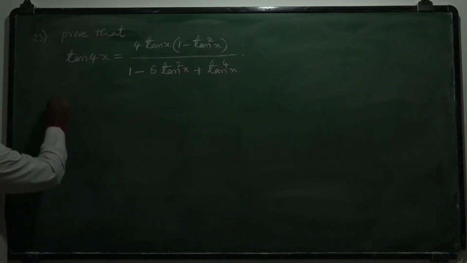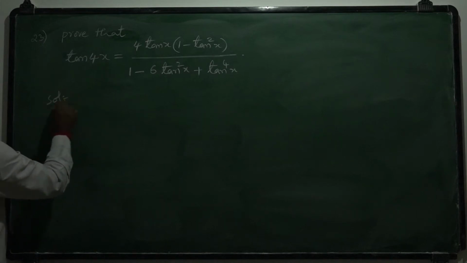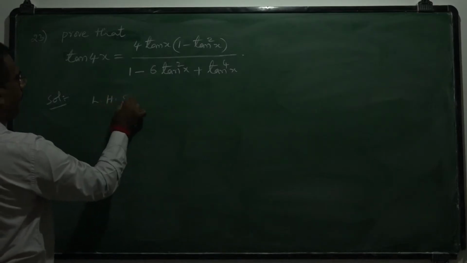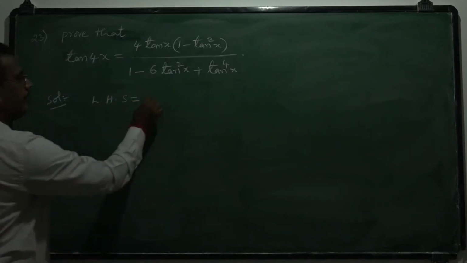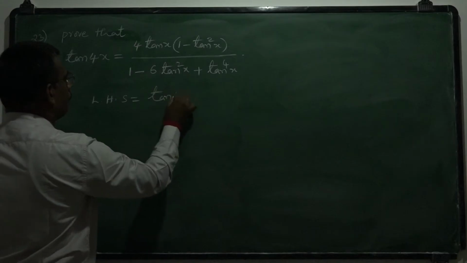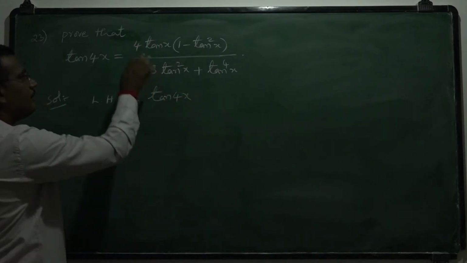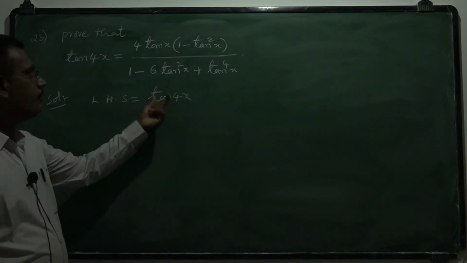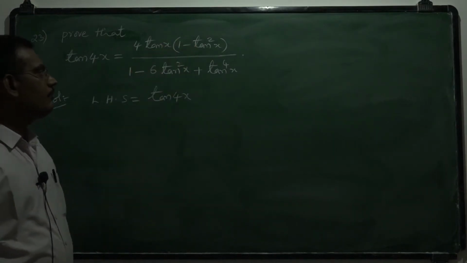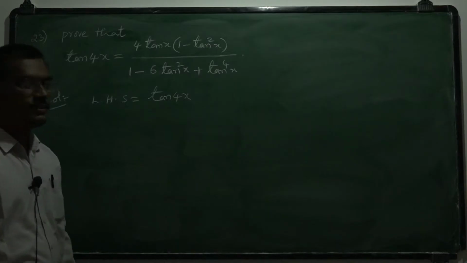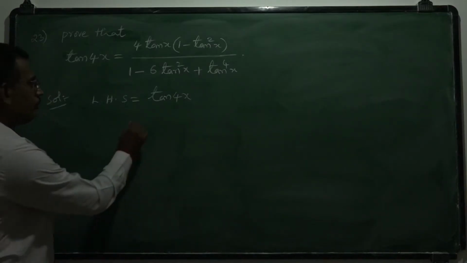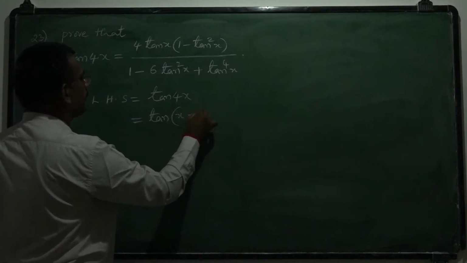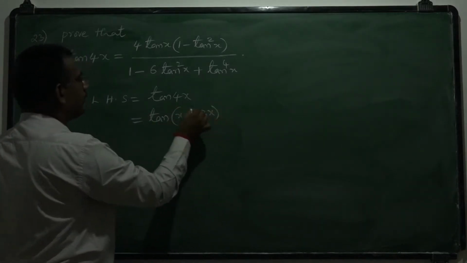So solution. Consider the left hand side. Left hand side is equal to tan 4x. So we prove that this value is equal to the right hand side. It means tan 4x is equal to 4 tan x of 1 minus tan square x by 1 minus 6 tan square x plus tan power 4x. So I am going to write 4x as x plus 3x. x plus 3x is equal to 4x.